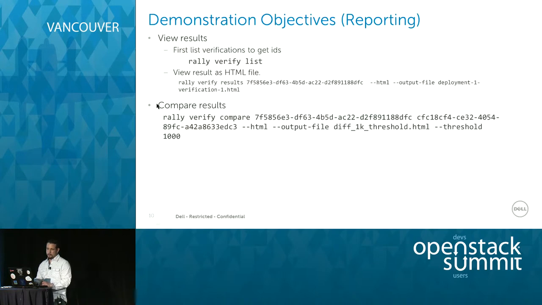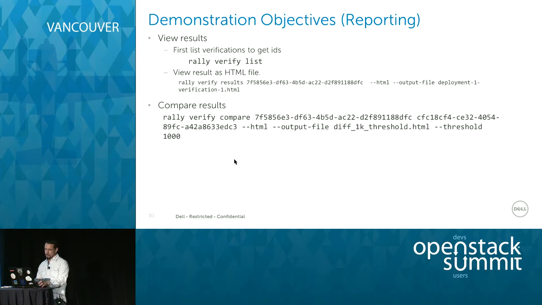The next is comparing. This is a feature I added to Rally a few months ago. So you have run two different verifies against two different clouds, and you want to see what the delta is between them. So I specify some similar parameters. I want to see it as HTML, an output file. And this bit here is kind of important, threshold. If you don't have a high threshold, you'll get a lot of deltas because timing is one of the deltas you'll get. So I set my threshold to 1,000%, so I only want to get some drastically different timing results in my comparison.